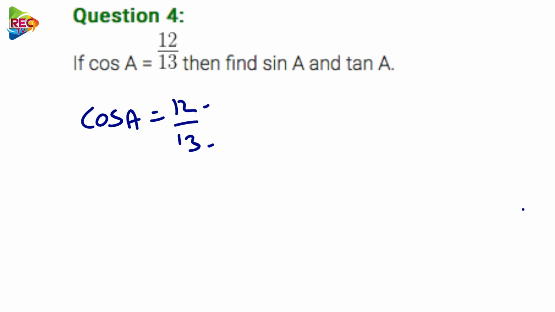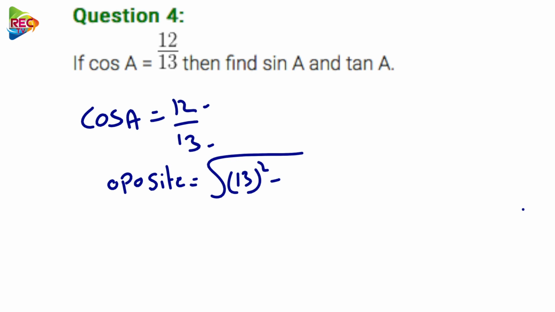So the opposite side equals the square root of hypotenuse square, here hypotenuse equals 13 whole square minus 12 whole square, that equals 5 units. So here you know the three values: hypotenuse, adjacent side and opposite side.